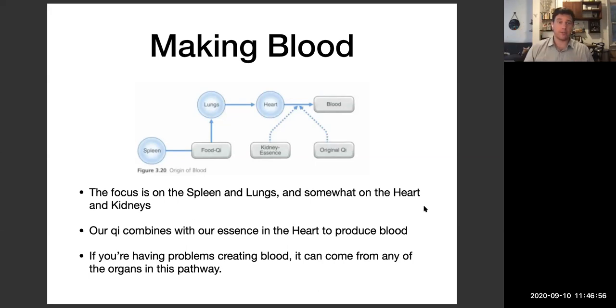So within the Chinese medicine model, blood is created in the heart. That's the place where it originates. Again, an example of how when we say the heart, we're not talking about exactly the same things that we're talking about within Western medicine.